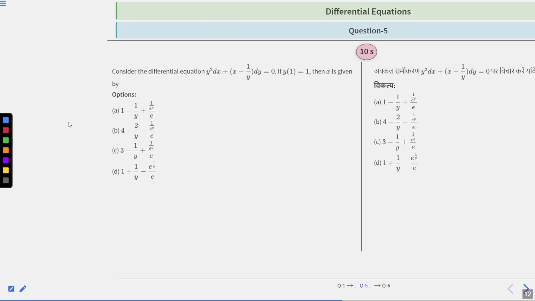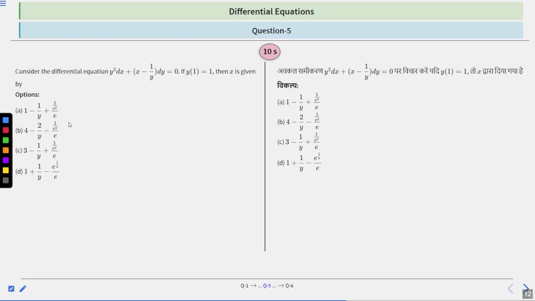Okay, let's move to the next question, question number 5. This says, consider the differential equation y square dx plus (x minus 1 by y) dy is equal to 0 and f(1) is equal to 1. Then x is given by. We basically have to find x, right?